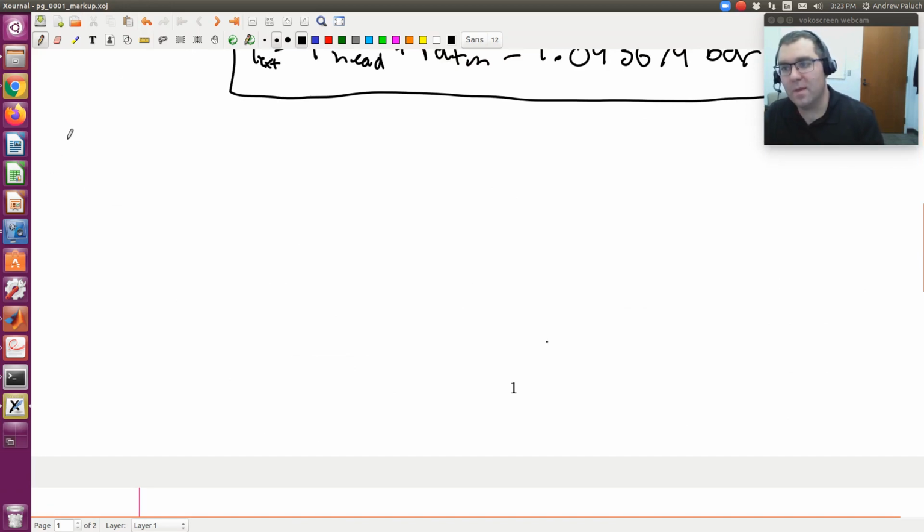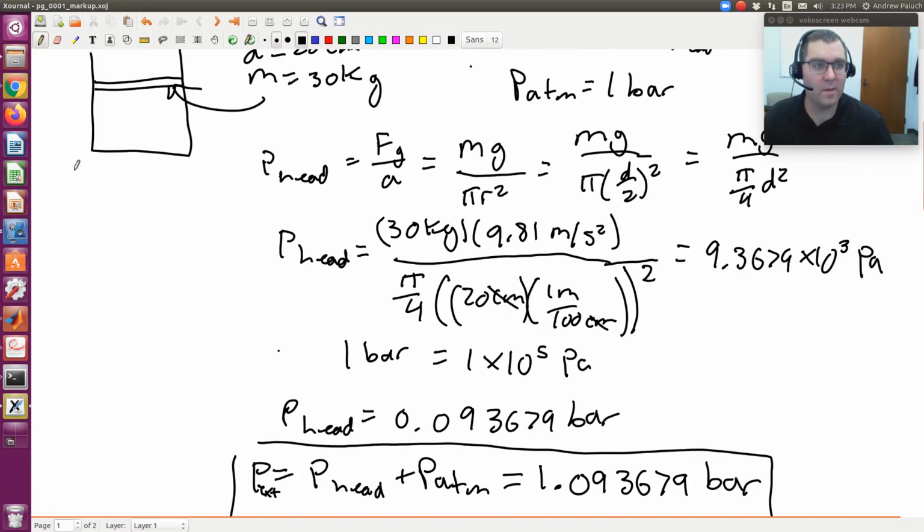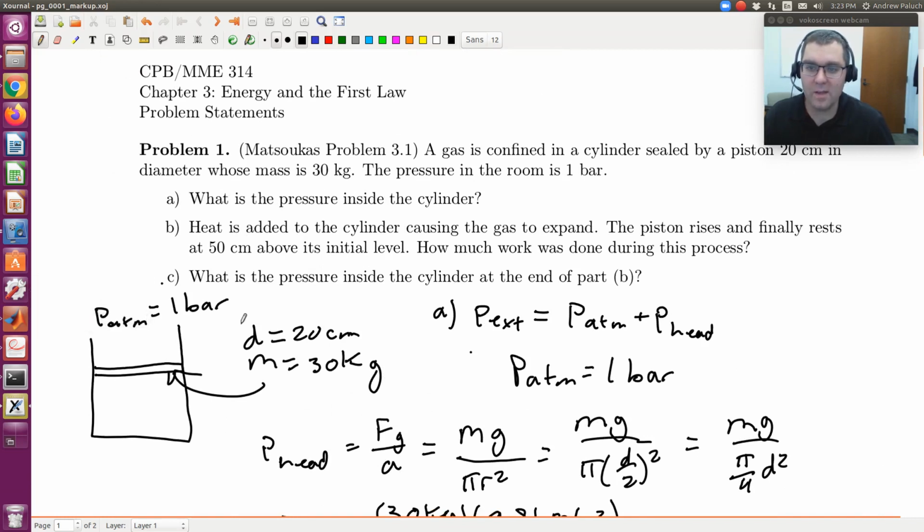Now B. Let's see what we have in B. B says heat is added to the cylinder, causing the gas to expand. The piston rises and finally rests at 50 centimeters above its initial level. How much work was done during this process? In the first part we calculated pressure, so essentially we know the initial pressure.